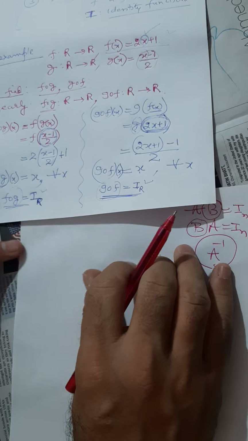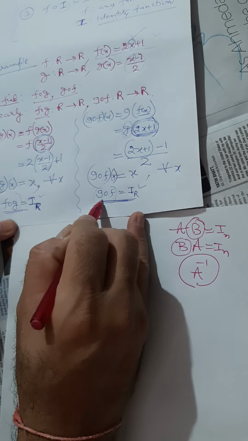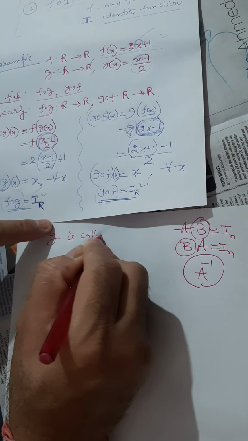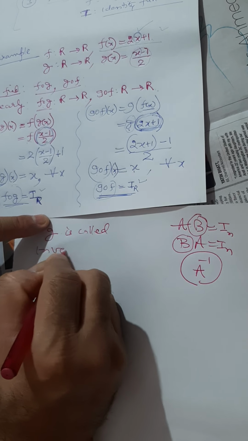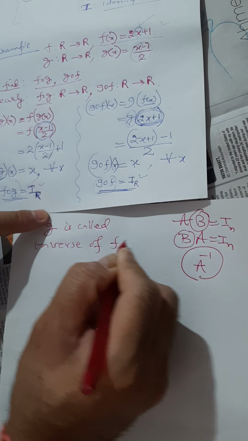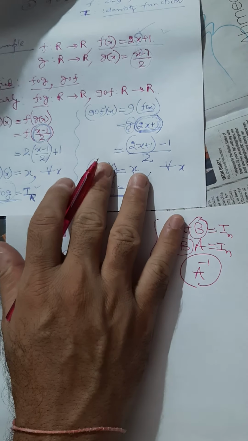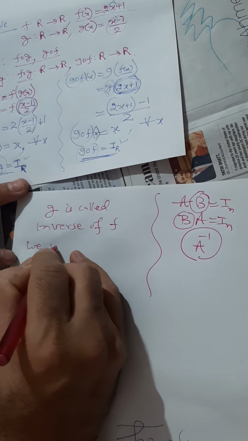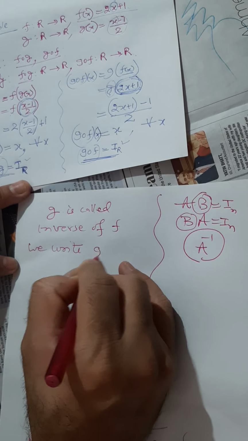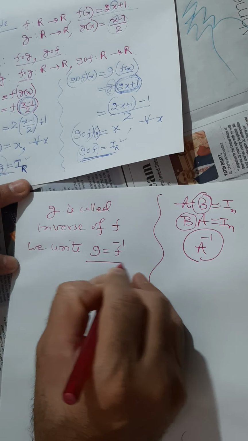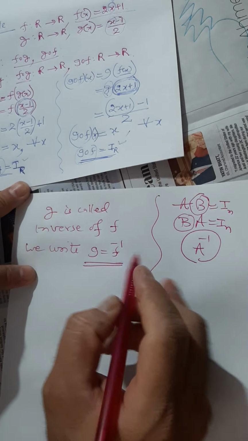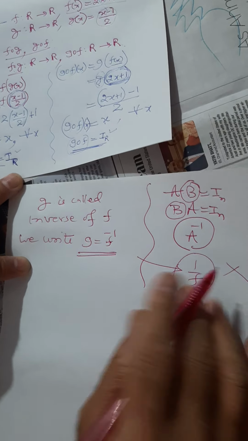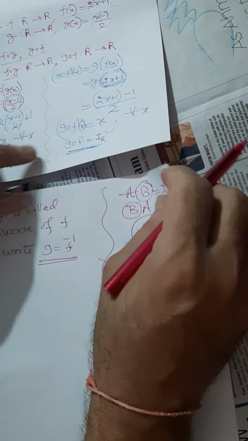So here same way, this function G is called inverse of F. G is called inverse of F, and we write by this symbol. We write G equals to F raised to minus 1. This is the symbol. This does not mean 1 upon F, remember. So this is a concept of inverse function.